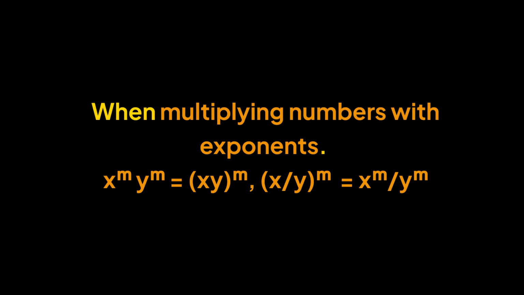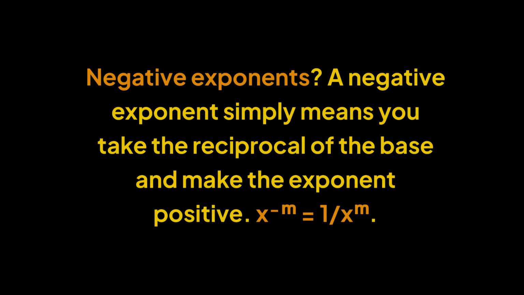When multiplying numbers with exponents, x raised to power m into y raised to power m equals x into y, all raised to power m. x by y raised to power m equals x raised to power m divided by y raised to power m. Negative exponents?